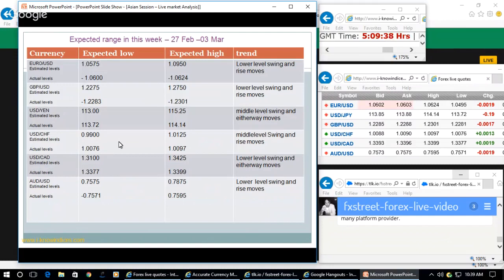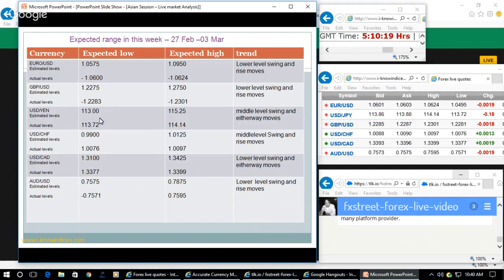Now the levels in which they are expected to make their swings this week. Euro, they could come down to 1.0575 and then go up to the 1.0950 area. So far they set the low as 1.0600 and 1.0624 is the high. Then in the case of GBP, 1.2275 could be the low. They just formed the low as 1.2281, and then they are holding it to gain the levels, and 1.2750 could be the high. So far they set 1.2301 as the high.